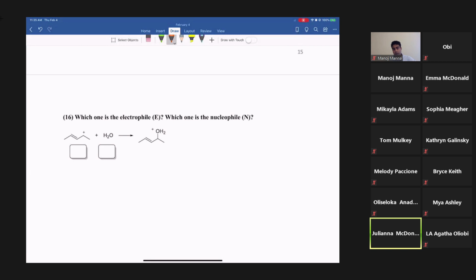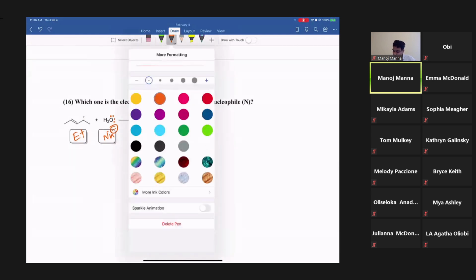Would the first compound be an electrophile since it's a positive charge? Yes, that's the correct explanation. Because carbon has a positive charge, it is an electron-deficient center, and water has 2 lone pairs. So the left-hand species is an electrophile and the right-hand one is a nucleophile. If you want, I can show a little bit of the mechanism, how it works.